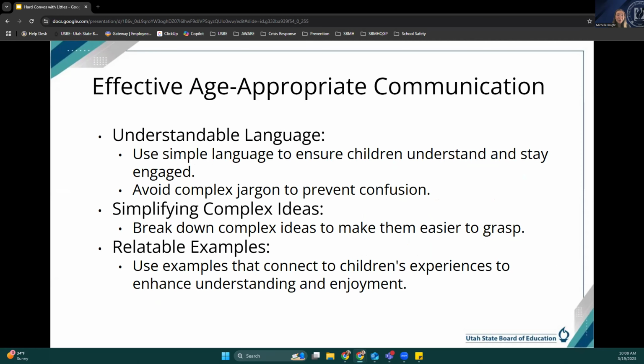Effective communication with children requires using language they can easily understand and avoiding complex jargon. Simplifying complex ideas can help them grasp difficult subjects and stay engaged. Additionally, using relatable examples and language that connects to their experiences can make learning more enjoyable and impactful. And we're going to get into that in just a second.